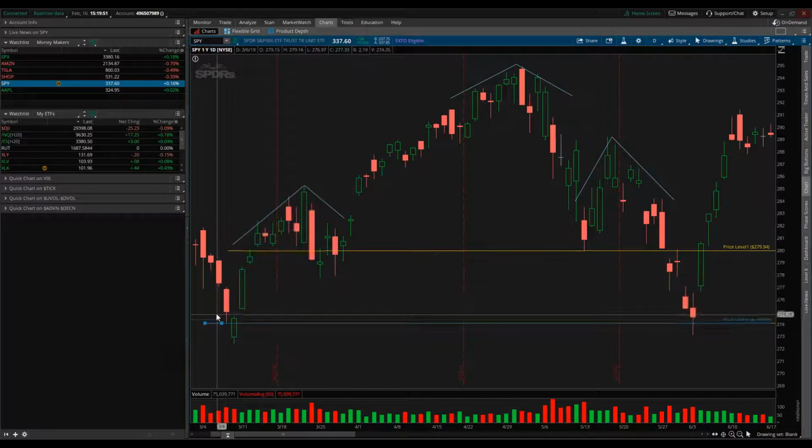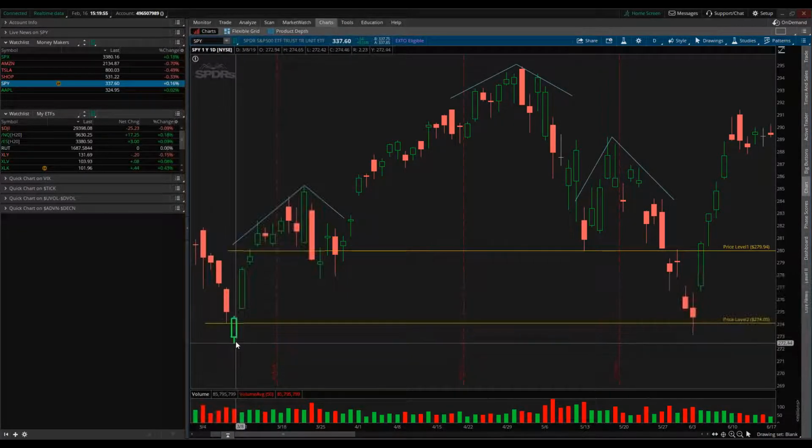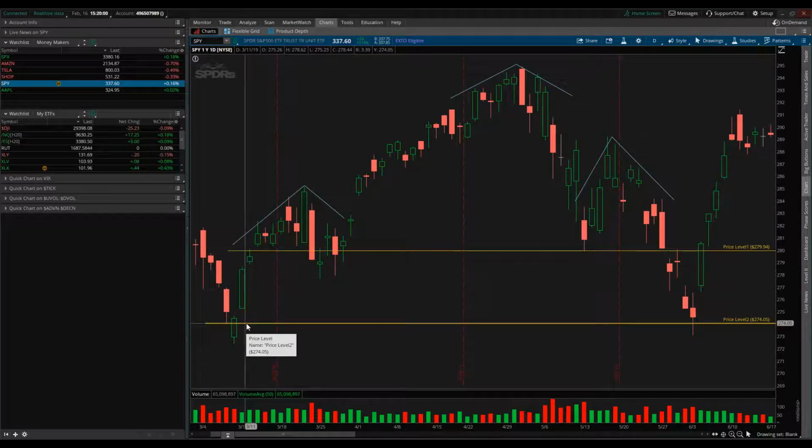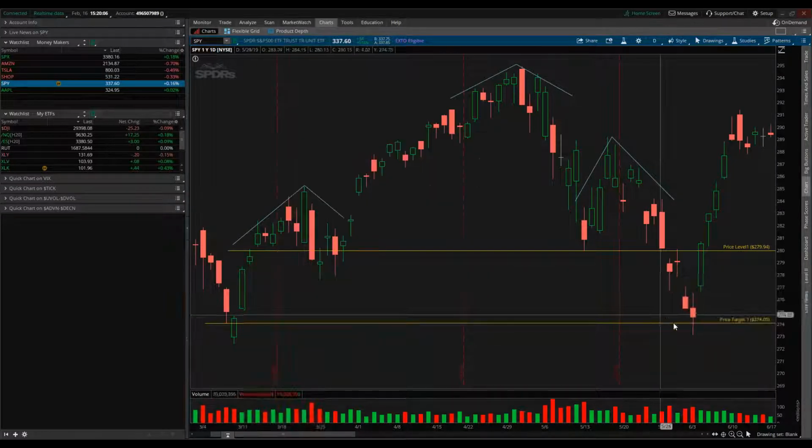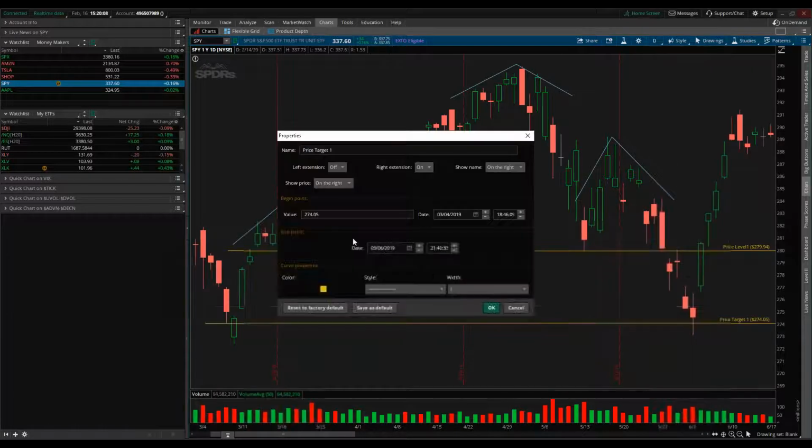Maybe we even move it up here because it's 2 touches and this candle never closed below. It went down below, but price got pushed all the way back up and price closed above this level. So we can say that this is a good price target. Go ahead and make it green.